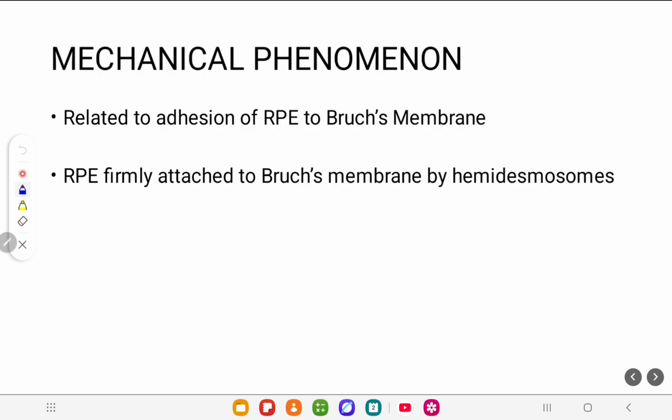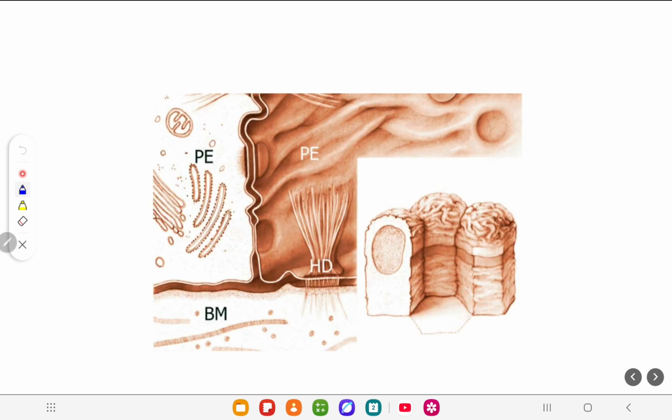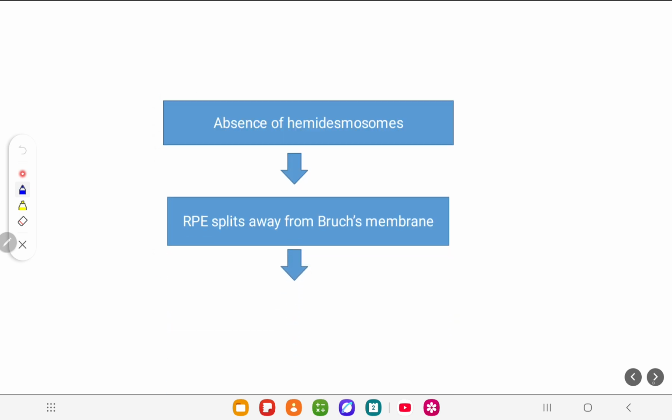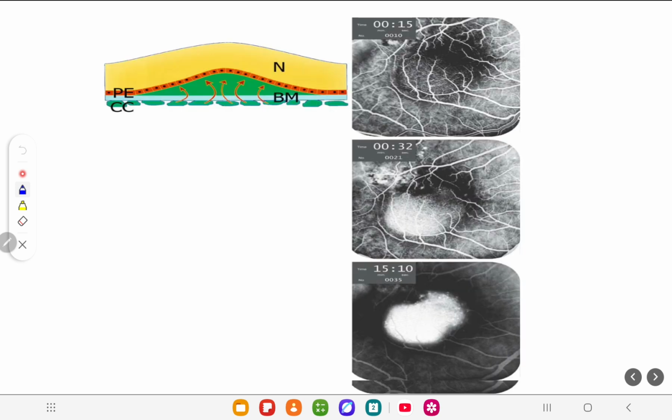What do you mean by mechanical phenomenon? It is related to the adhesion of RPE to Bruch membrane. The RPE is normally attached to Bruch membrane by hemidesmosomes, which function as a barrier. With absence of hemidesmosomes, the RPE is split away from the Bruch membrane, and fluorescent stain and fluid accumulate between them and the pigment epithelium is detached. That particular process is called pigment epithelium detachment. In that case, you can see pooling of the fluorescein.